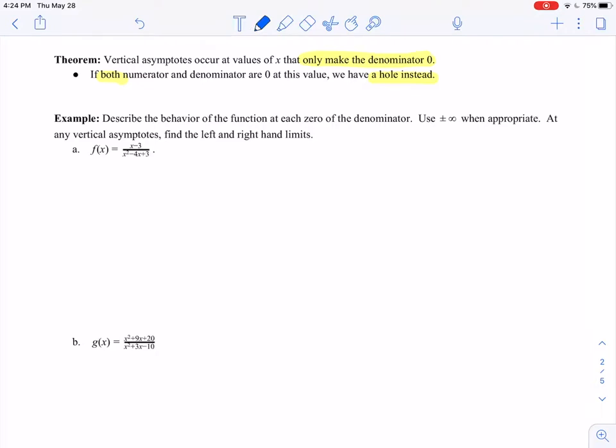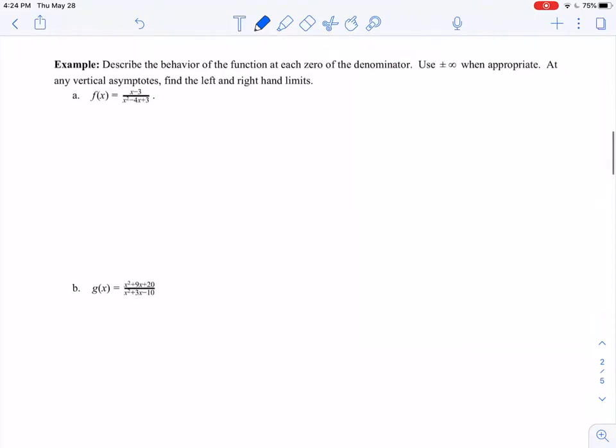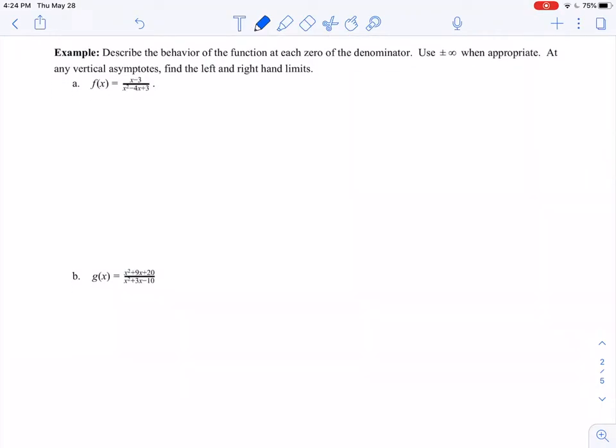So here we're going to look at a bunch of different examples. It says describe the behavior of the function at each 0 of the denominator. Use plus or minus infinity when appropriate. At any vertical asymptotes, we want to find the left and the right hand limits. My advice for these types of problems, and really for just about all of these problems, is to factor. If you can factor, it's going to help you.